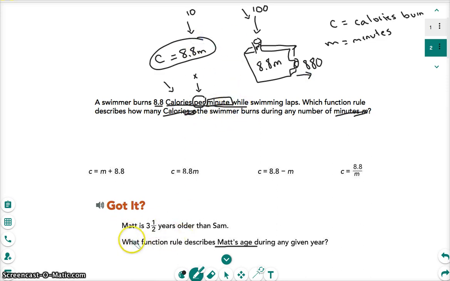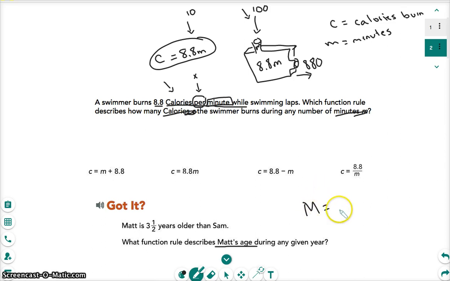Okay, here's our Got It. That's in your book. It says, Matt is 3.5 years older than Sam. What function rule describes Matt's age during any given year? So we're looking for Matt's age. So we're looking for what is Matt's age.